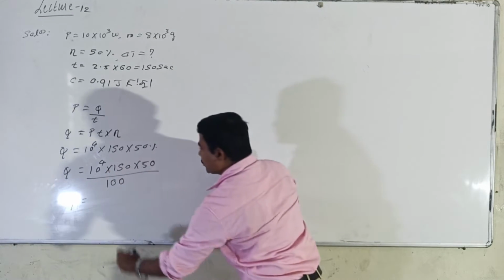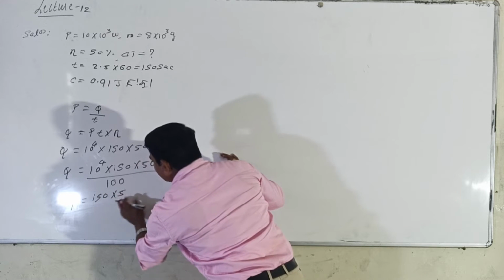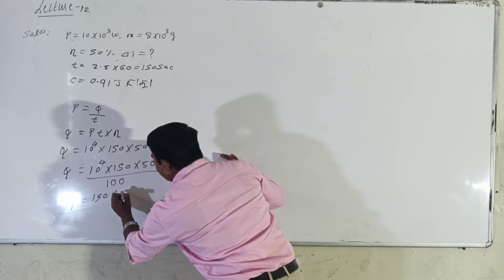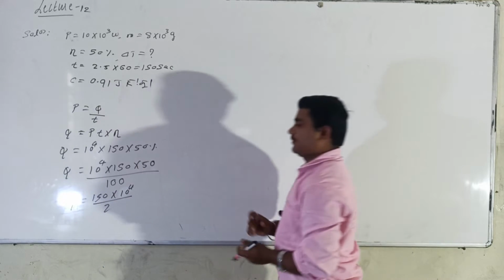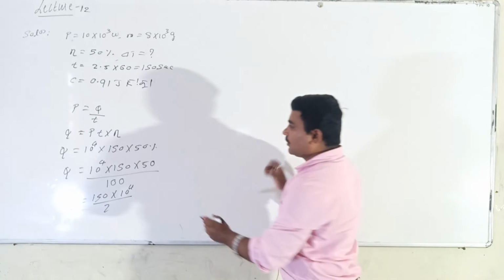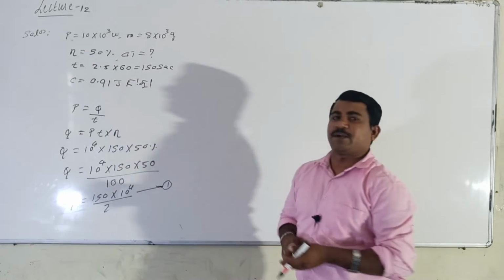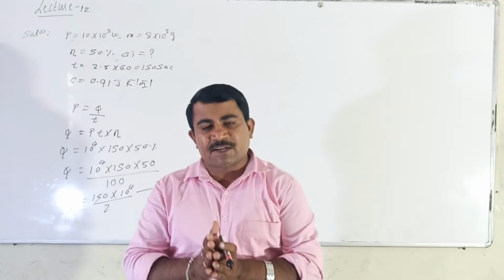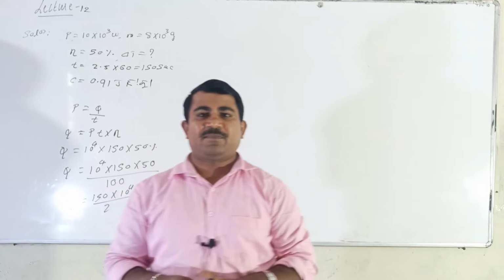Right? Then how much amount of energy is given? Q is equal to 150 into 10 raised to 4 whole divided by 2. Right? Shall I call this equation number 1? I will call it equation number 1. But the amount of heat energy depends on mass, and depends on change in temperature.